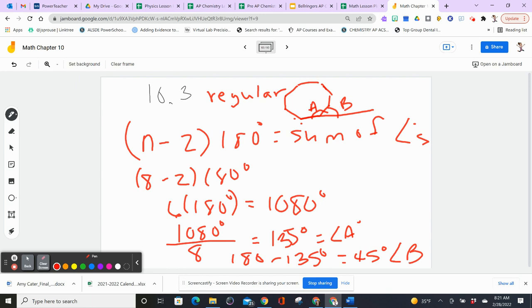All right. So I think that's going to be it for 10.3.